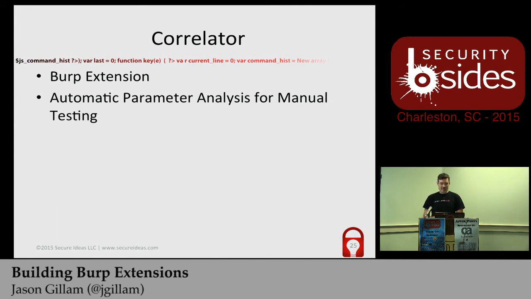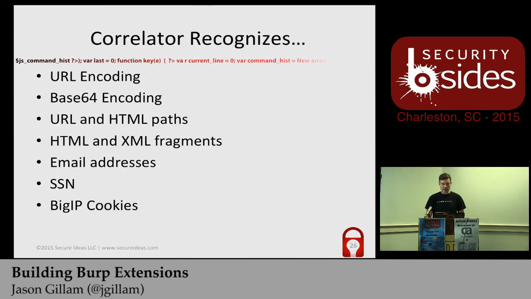So Correlator, basically what it does is automatic analysis of the parameters. And when I say parameters, I mean everything: post parameters, get parameters, cookies, basically everything that Burp understands as a parameter. Anything that's URL encoded, it'll decode automatically for you. Base64 encoding, it'll recognize. If something looks like a path, it'll say, hey, it looks like this is a path. HTML and XML fragments, email addresses, social security numbers, if it sees something that looks like that.